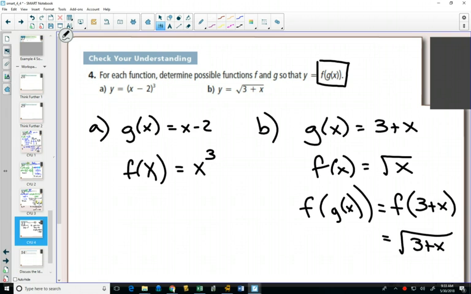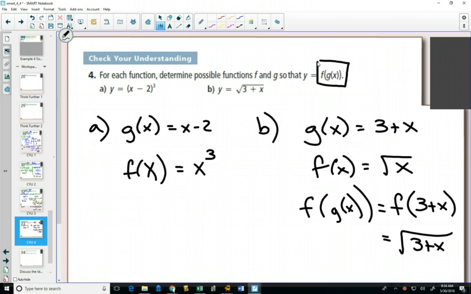Being able to see functions inside of other functions is a skill that is important later on when you're doing calculus. You'll be doing derivatives of composite functions and figuring out how to do those. And part of that is recognizing what's the inside function and what's the outside function.